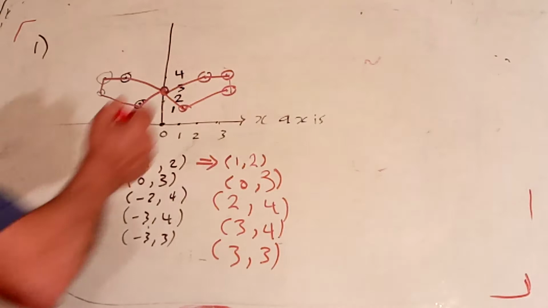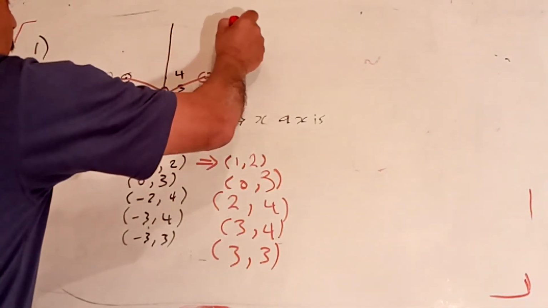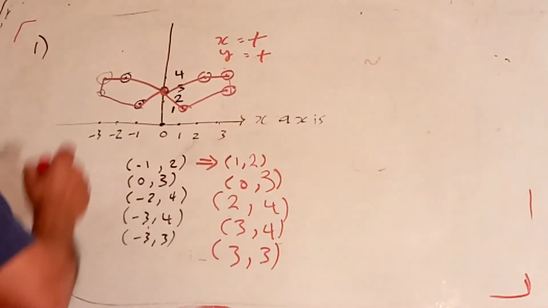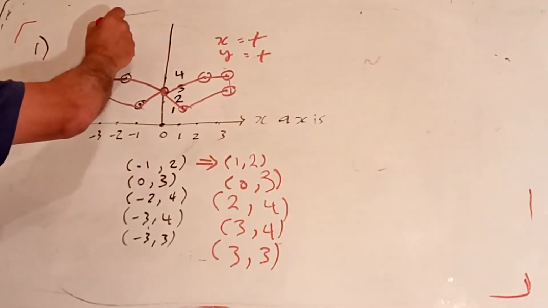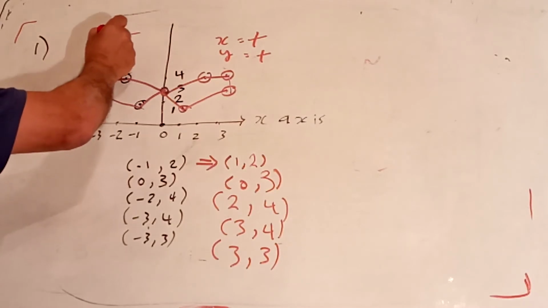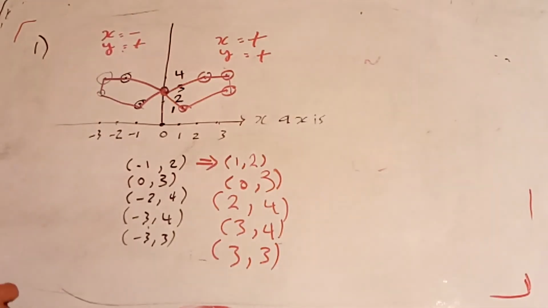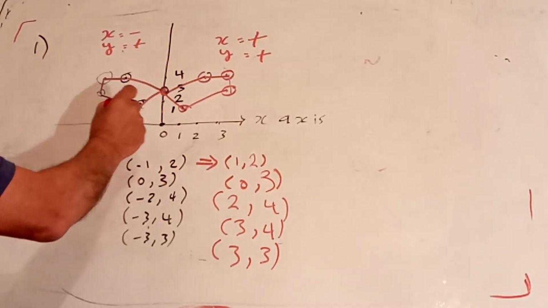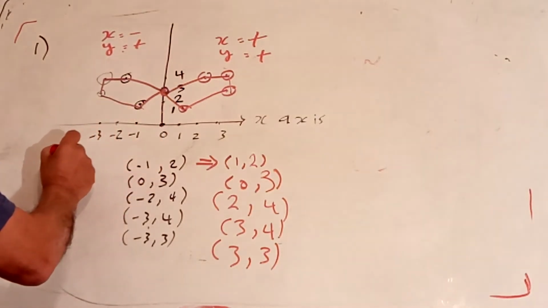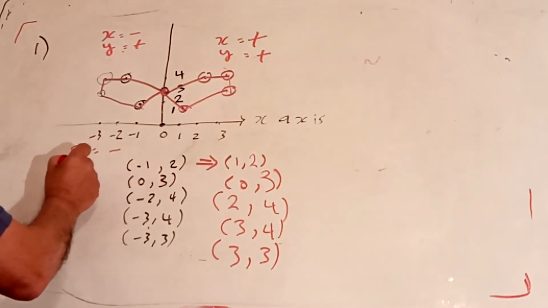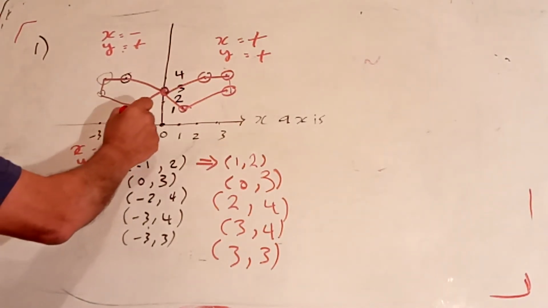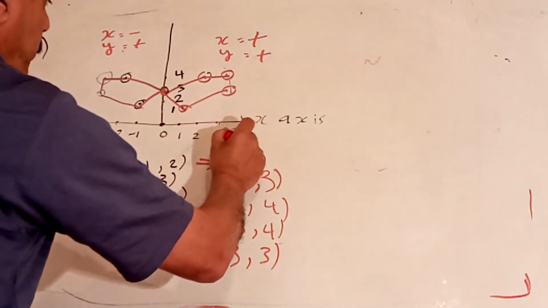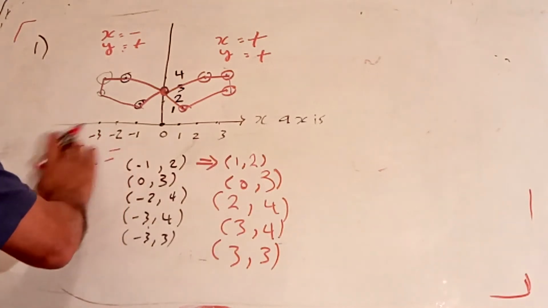Because look here, at this quarter, x is positive and y is positive. Here, if you can see this clearly, x is positive and y is positive. But on this side, x is negative and y is positive. At this corner, x is negative and y is negative, the third one. And the fourth one will be, okay, we'll discuss the next example.